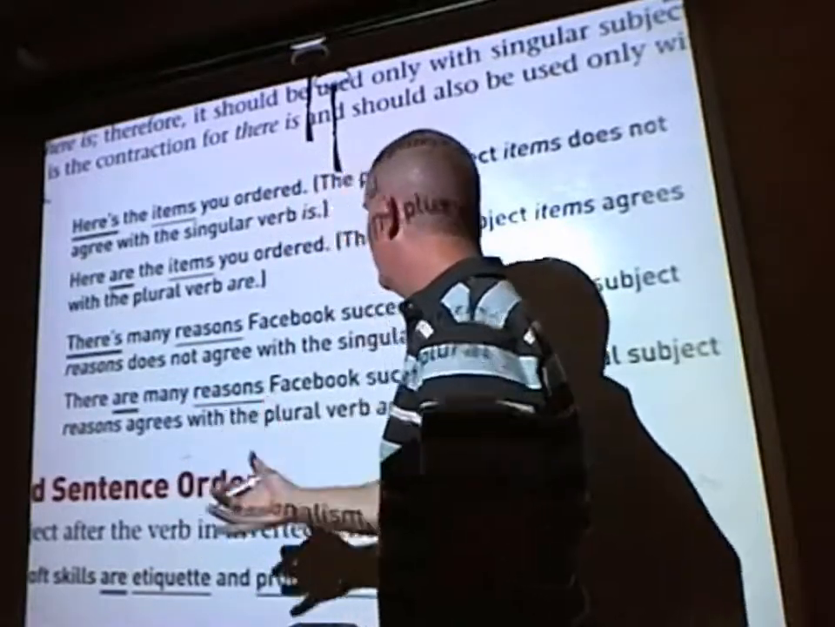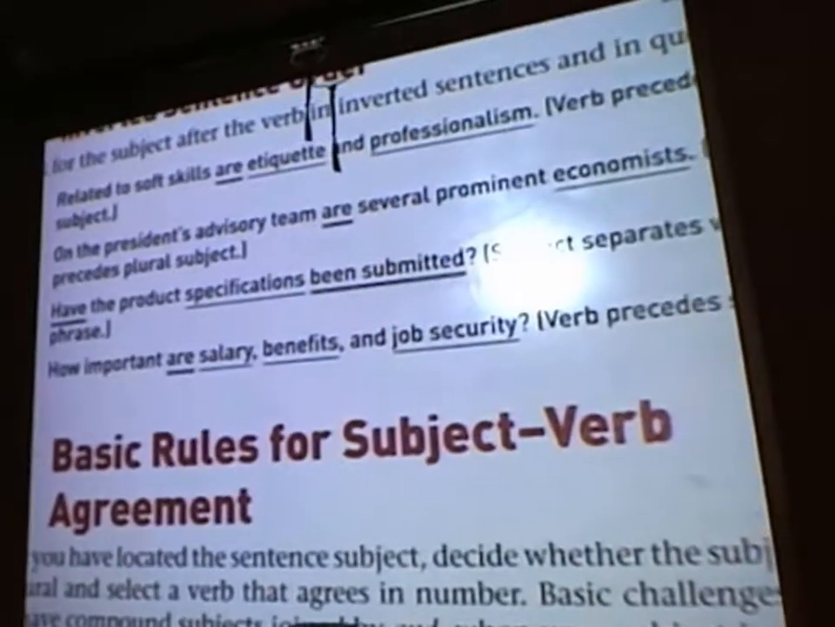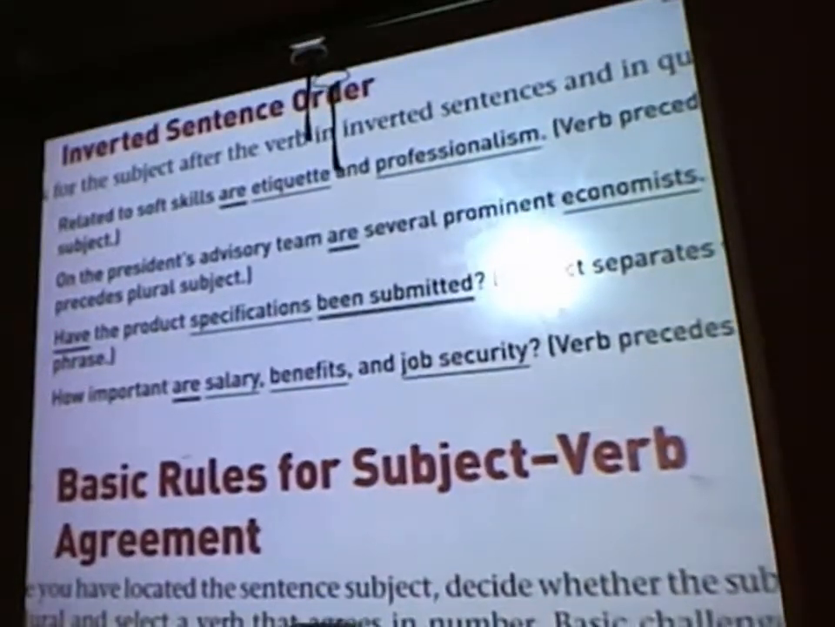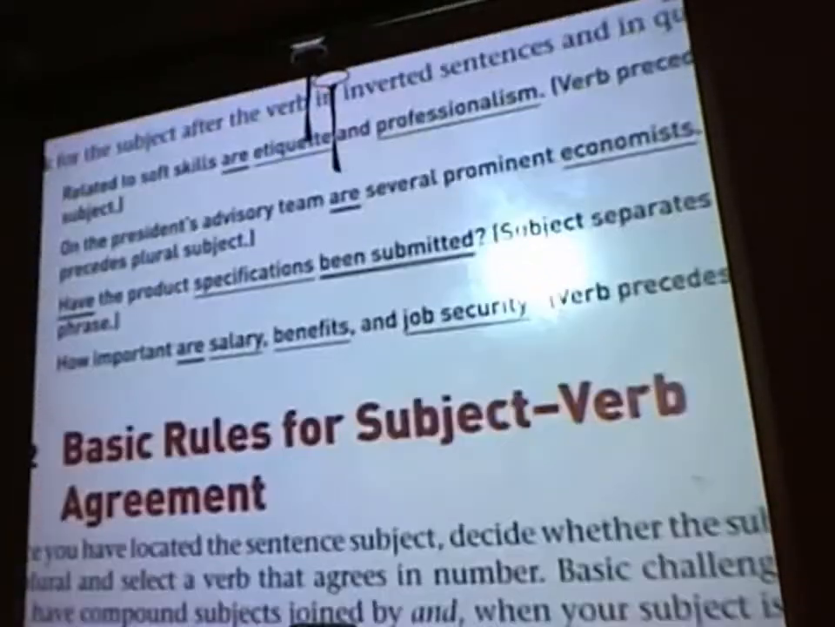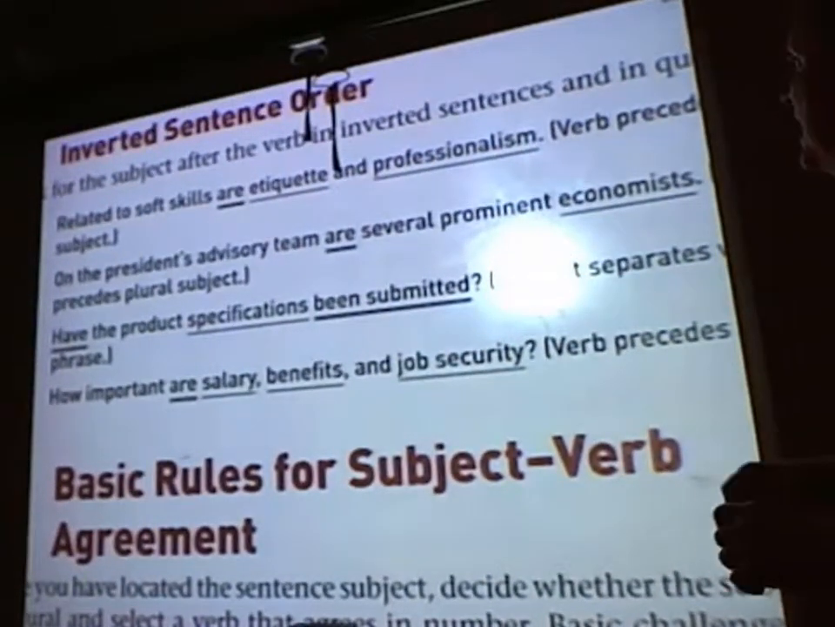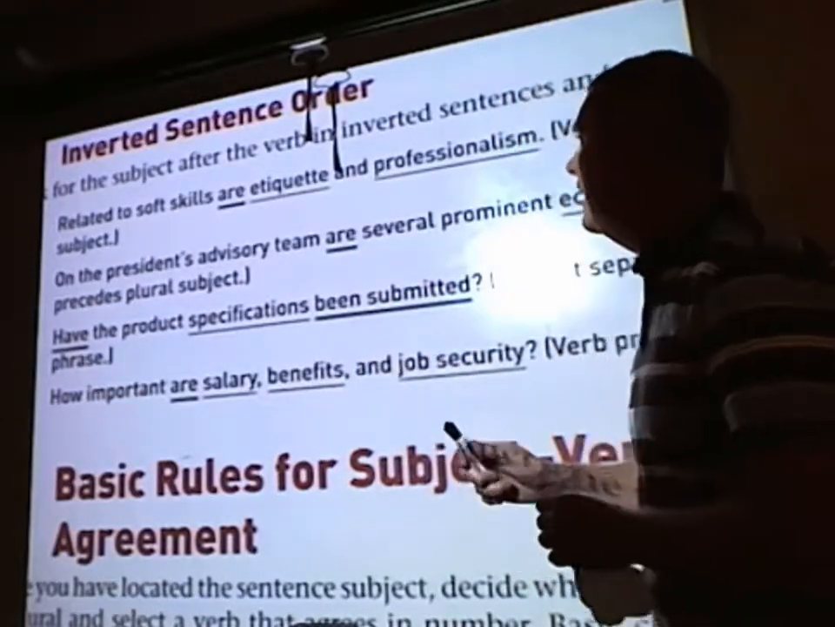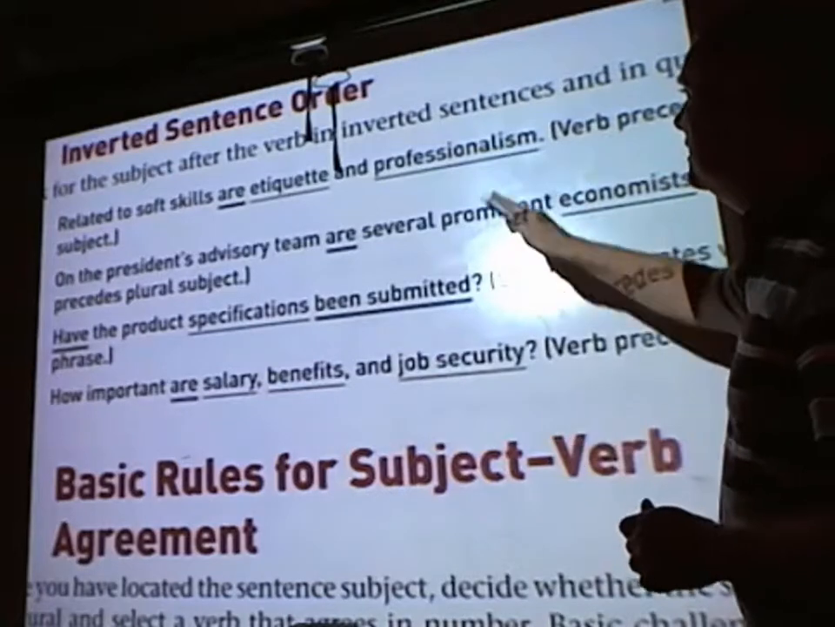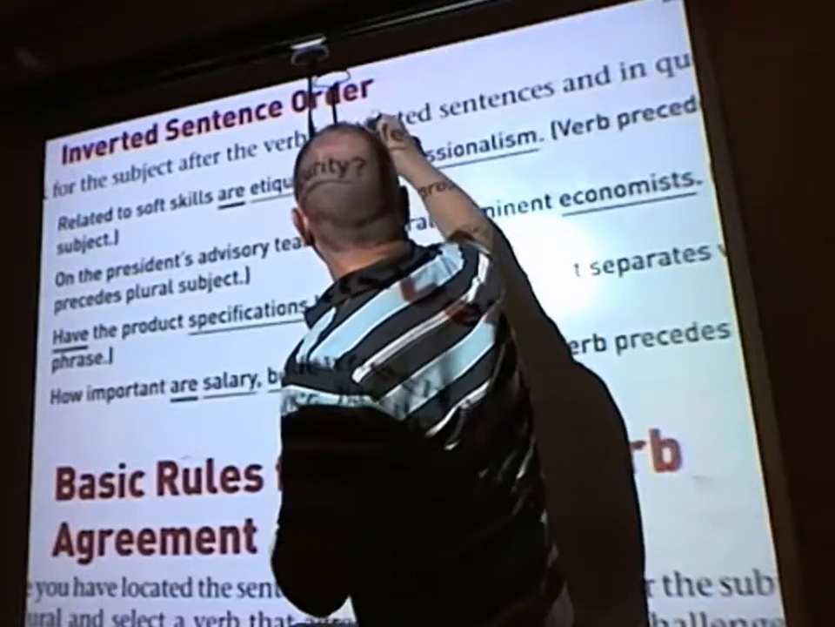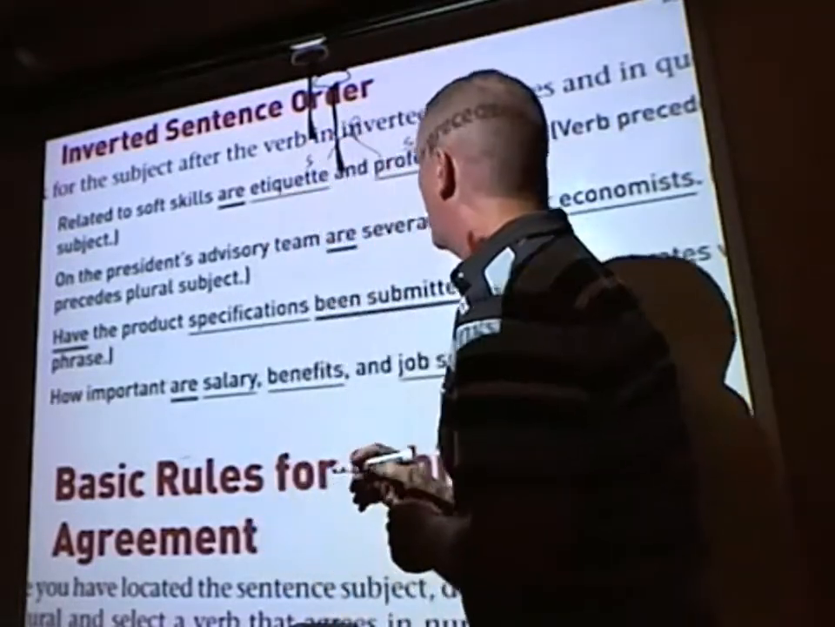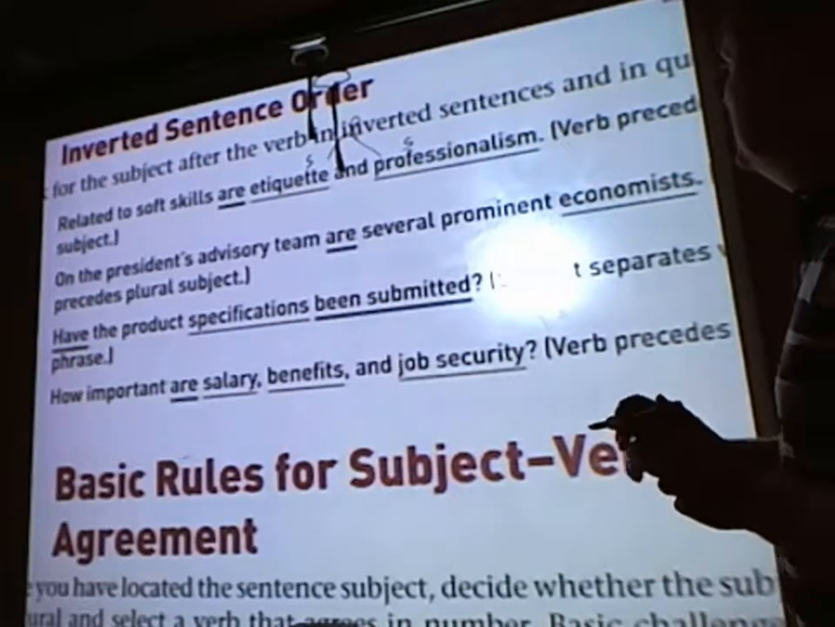Inverted order. Many times when you ask a question, look for the subject after the verb in inverted sentences and in questions. Related to soft skills are etiquette and professionalism. In this particular case, it begins with a verbal, and we find the subject a little bit later on. So we have two subjects, and both of those are singular, joined by and to show plurality. So we need a plural verb, are. On the President's advisory team are several prominent economists. Economists indicates plurality, and then are is a plural verb.